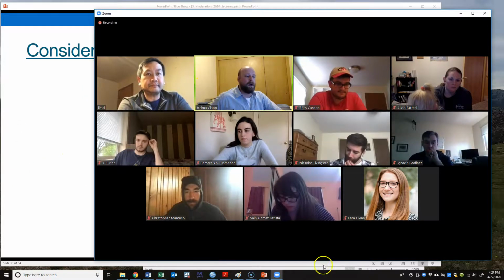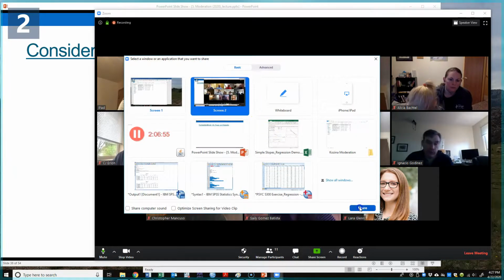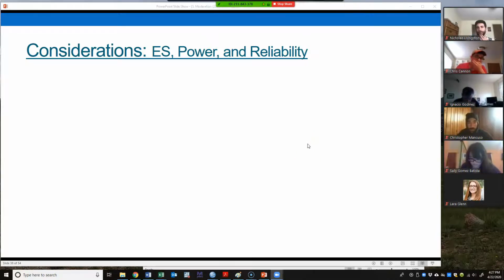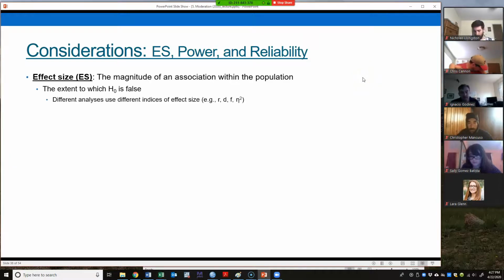All right. So what we're going to do now is take a look and think about effect sizes, power, reliability, and some of these considerations that come up in terms of our moderation effects and regression in general. You guys know this because we've been working on it for a full year now: effect sizes correspond to the magnitude of an effect within a population. You can also think about effect sizes as the extent to which the null hypothesis is false, right?